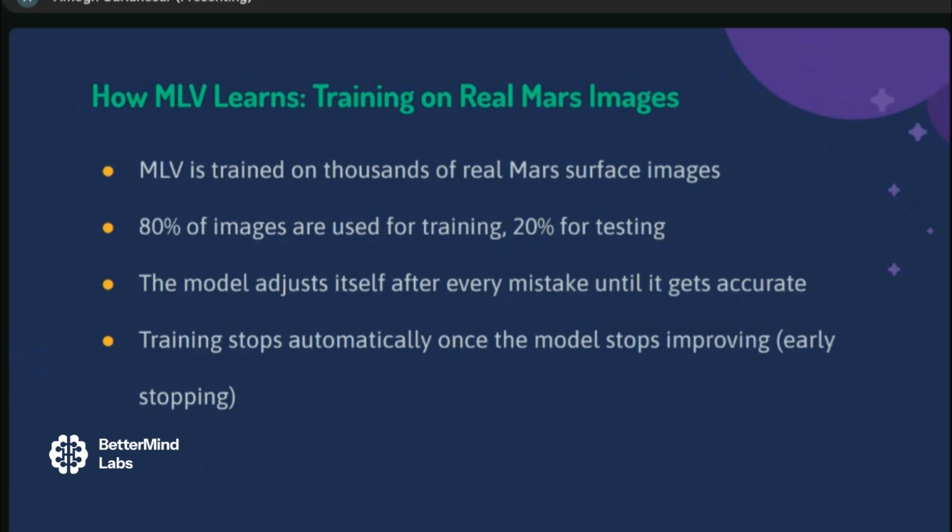The ML model was trained on real Mars images from a data set I created. There are thousands of real Mars images, and it uses an 80-20 split. So 80% of the images are used for training and 20% are for testing. The model adjusts itself after every mistake until it gets the most accurate results, and the training stops when the model stops improving. I implemented early stopping so the model doesn't overfit or plateau.